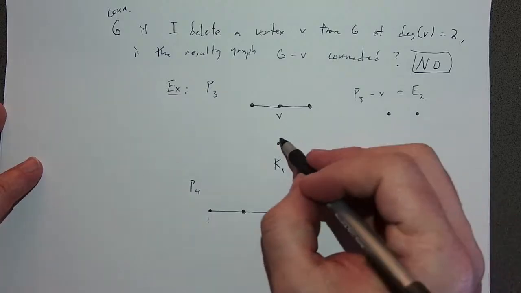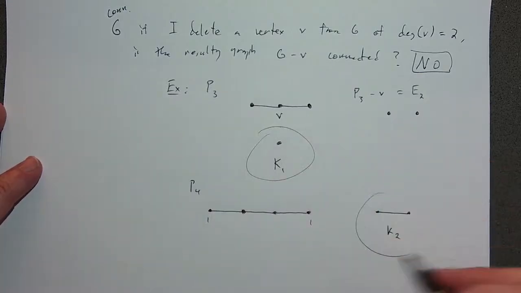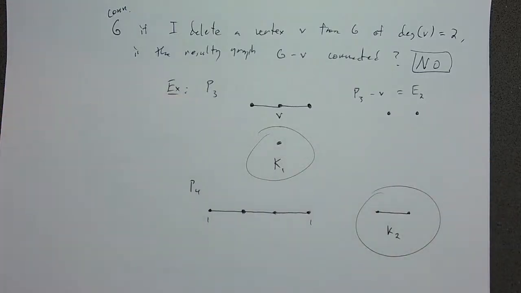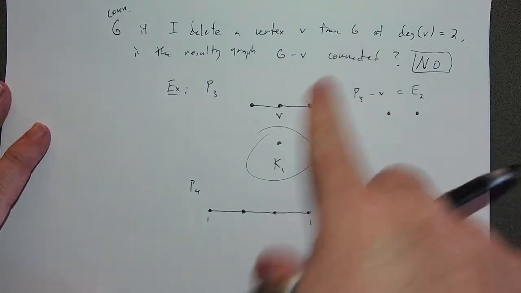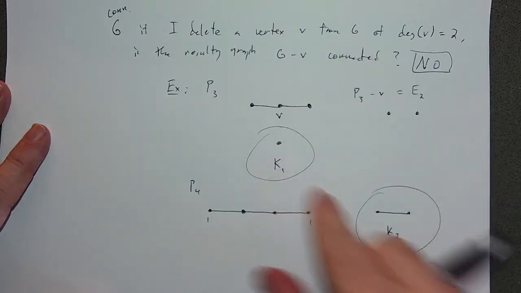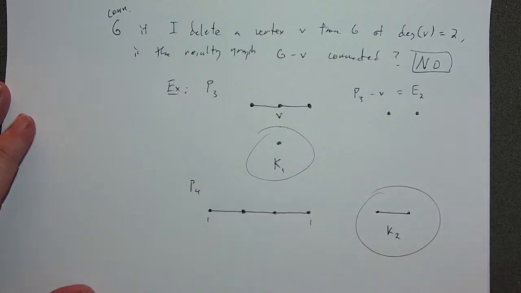And this actually kind of encapsulates entirely what's going on with these trees. So of course P3 and P4 are both examples of trees. The question is, doing this process, do I ever end with something other than K1 or K2? And the answer is no. Okay, but it might take you a while to see that.